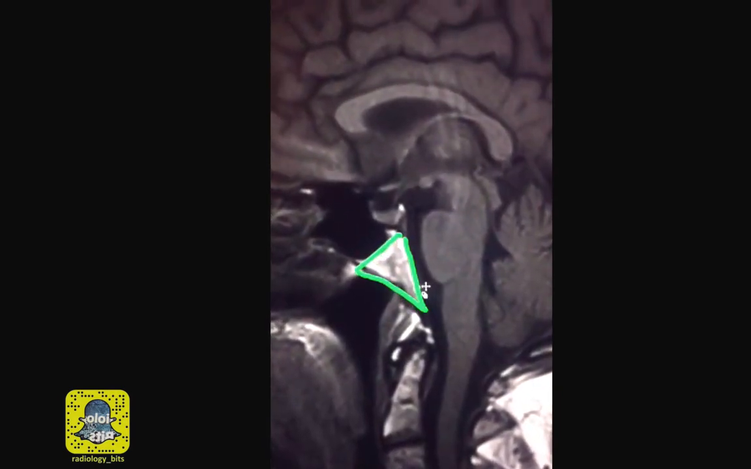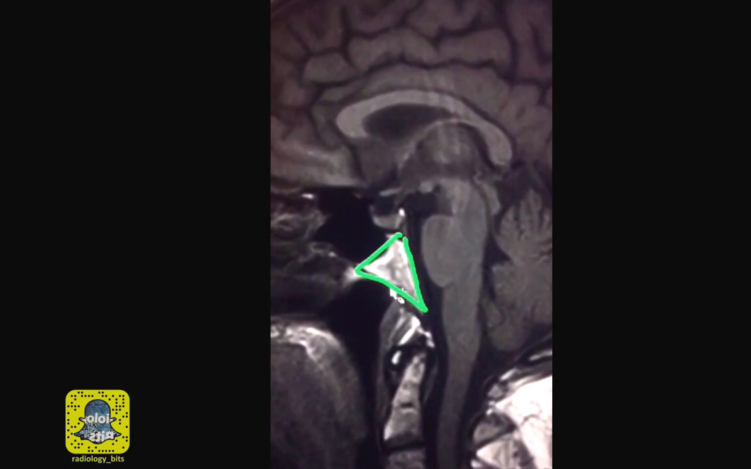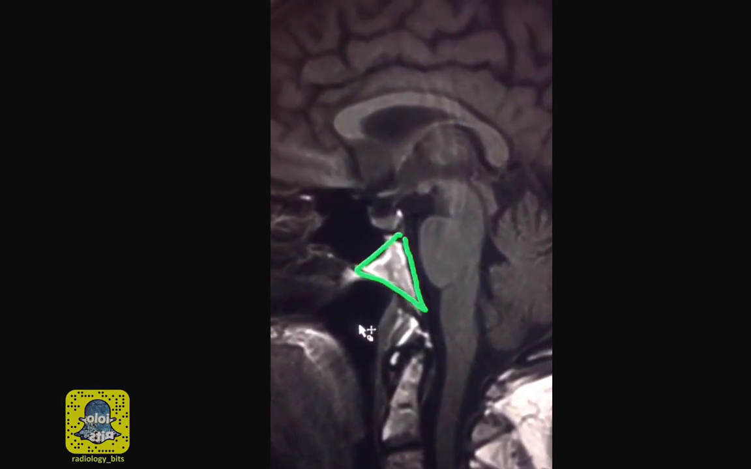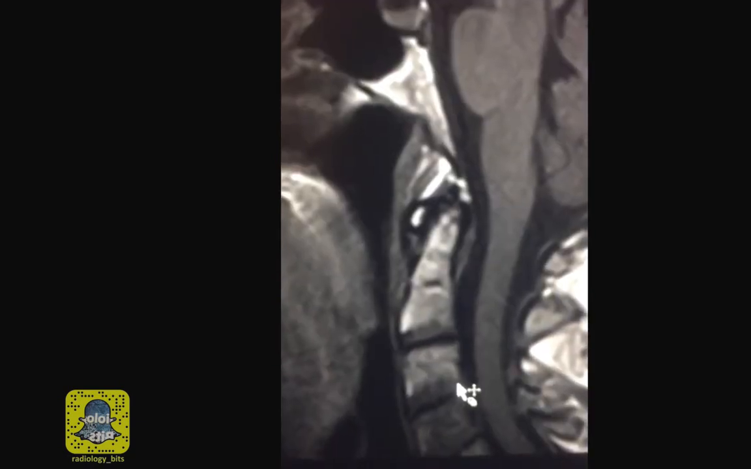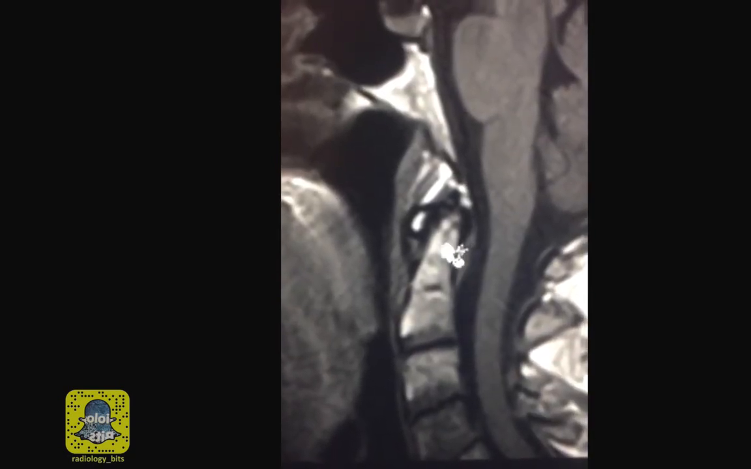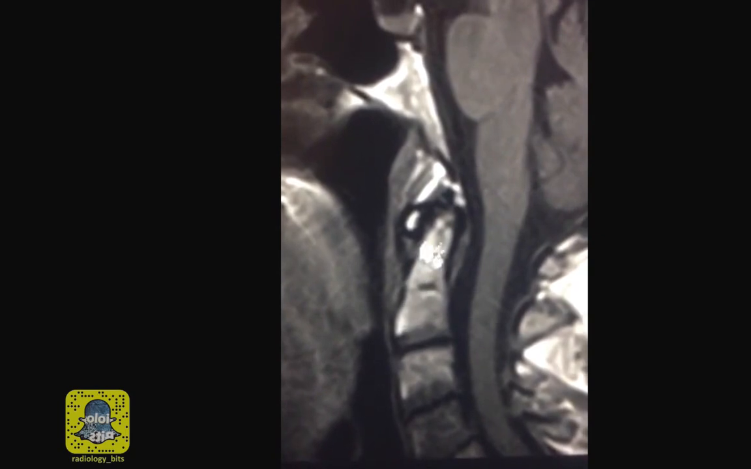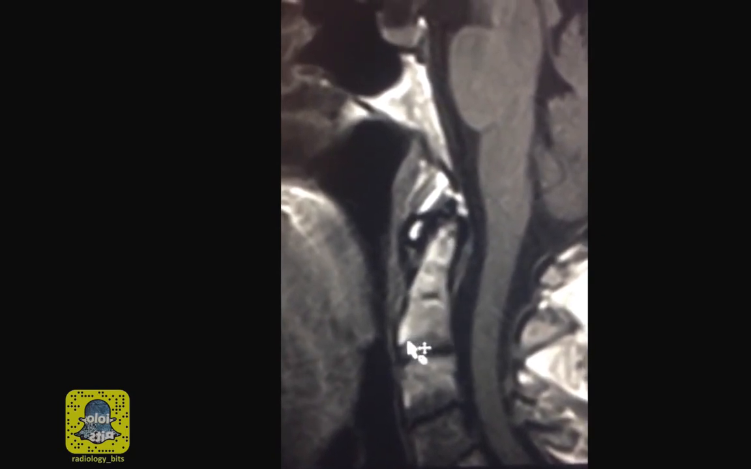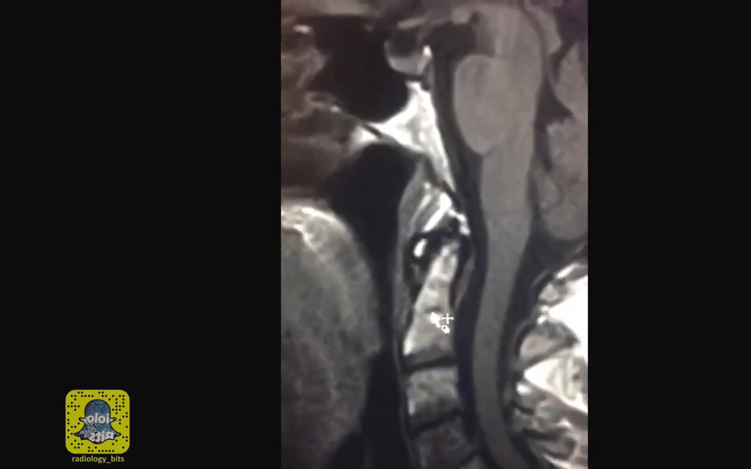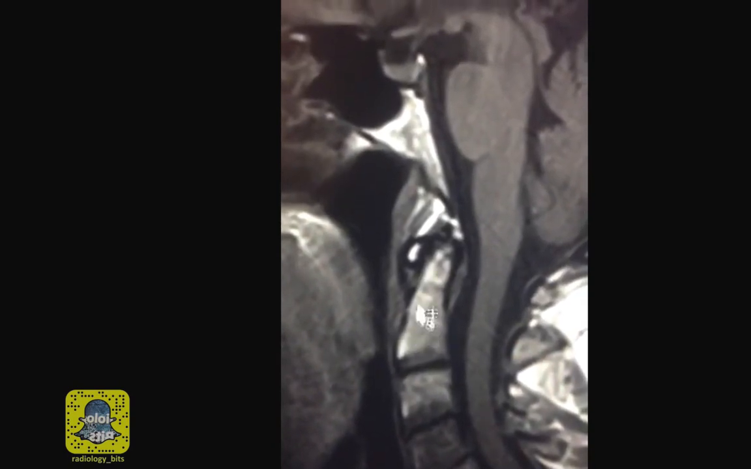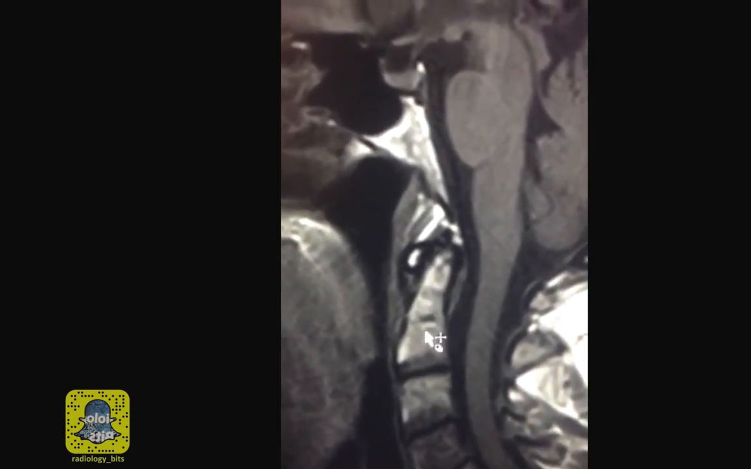If you think the clivus, this triangular bone, is not convincing enough, let's look at another area. Although the exam is not intended to look at the cervical spine, we do catch part of the upper cervical spine here. And what applies to other bones in the body applies to the spine as well. Look at this vertebral body, which is the second vertebral body. You could argue that it has a relatively higher signal intensity, denoting normal yellow marrow.